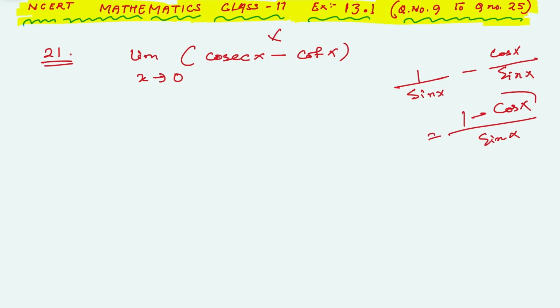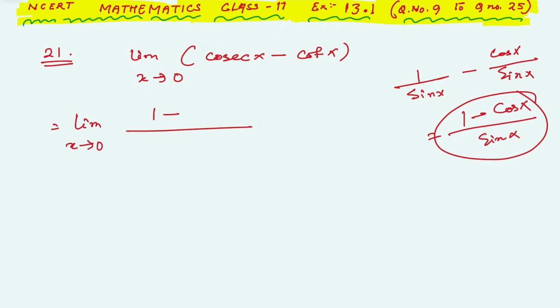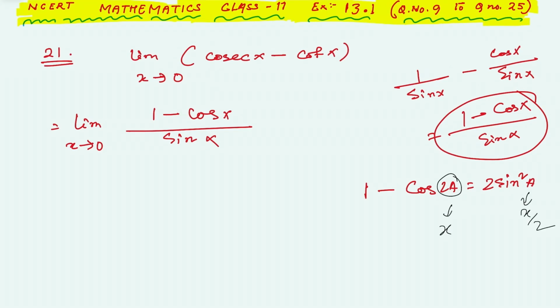So you can replace this term by this one. It will be 1 minus cos x by sin x. Then here we know this trigonometric identity: 1 minus cos 2a is equal to 2 sin square a. If you replace this 2a by x, if 2a is equal to x, then a must be x by 2.